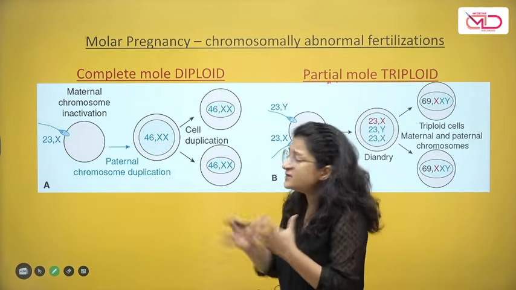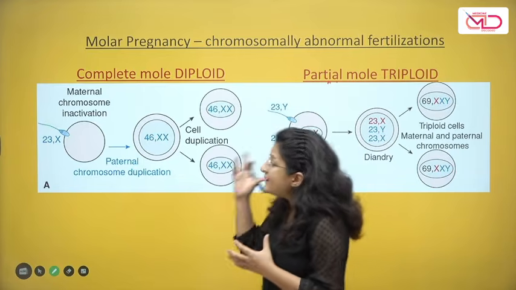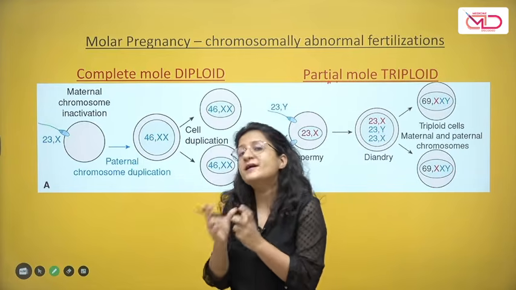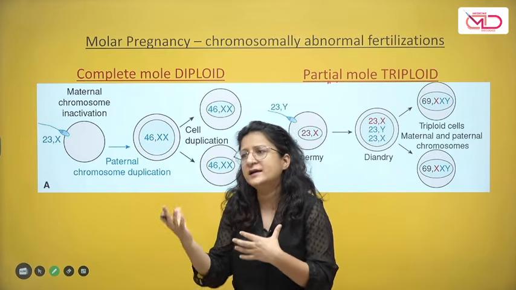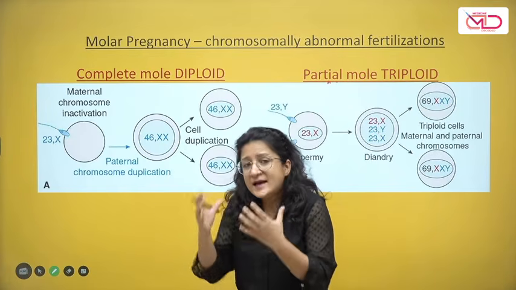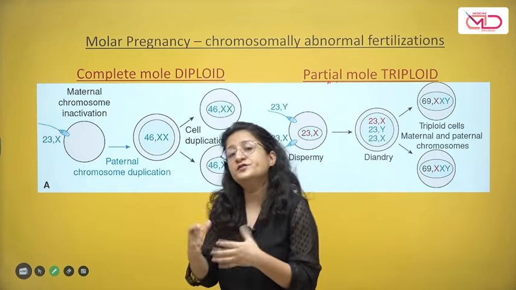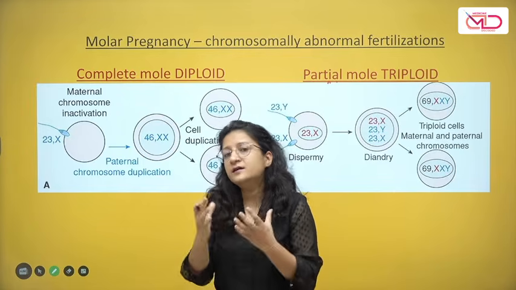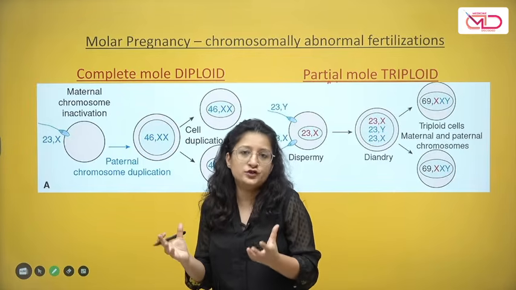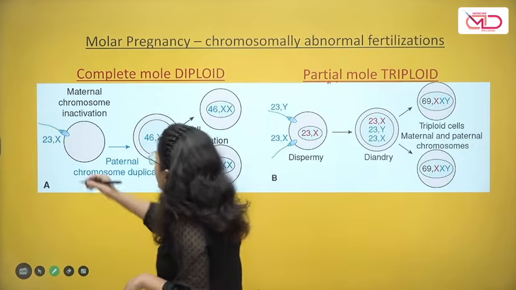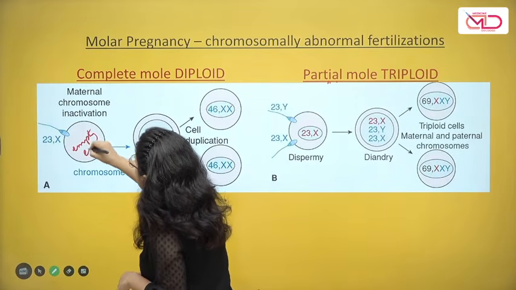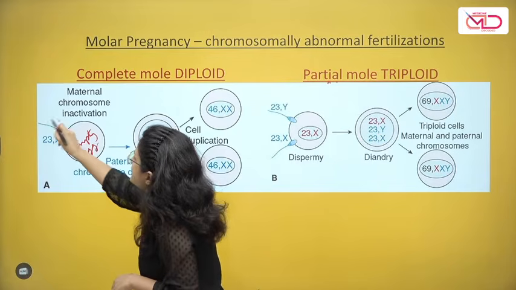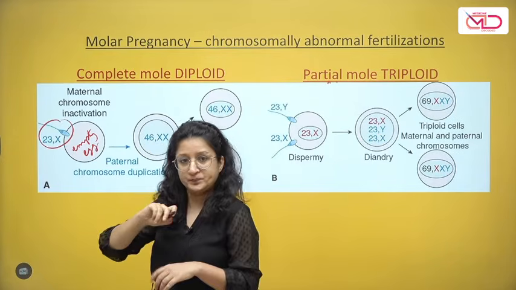So it happens that at times, especially in extremes of maternal age, I mean adolescent pregnancy or advanced maternal age, there is a possibility that during the development of the oocyte, the egg turns out to be empty of its nuclear material. So we have here an empty egg that gets fertilized by a single sperm.